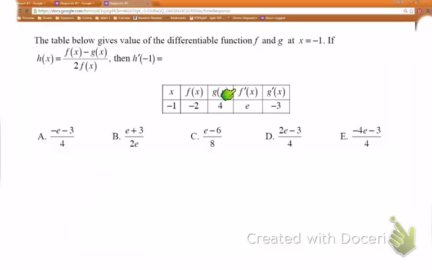Alright, for this problem, we're looking at a table. Again, they like to put these problems on the AP test a lot. And we're trying to find the derivative of this function at x equals -1. So we want to find the derivative of this function.